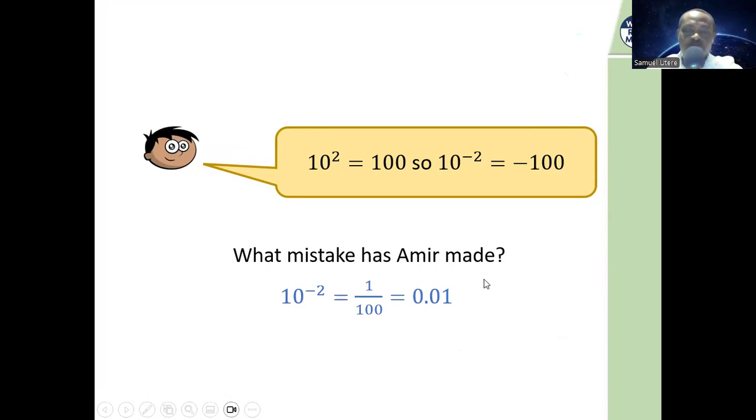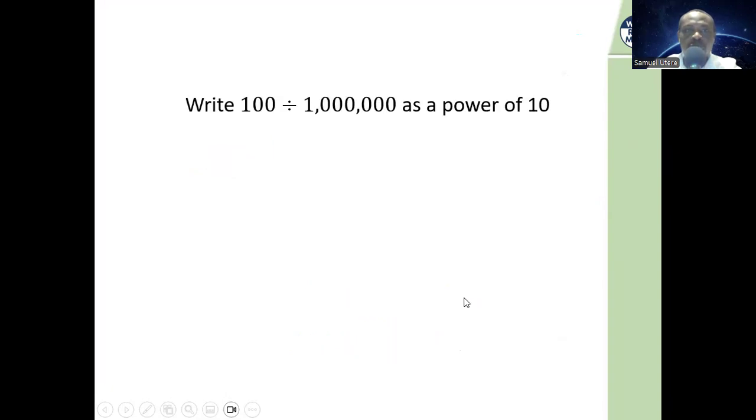So the negative powers of 10, for example, 10 to the power negative 2 is 1/100th, which is 0.01. So in general, this is not correct. What about this? 100 divided by 1,000,000 as a power of 10. What will the result be?